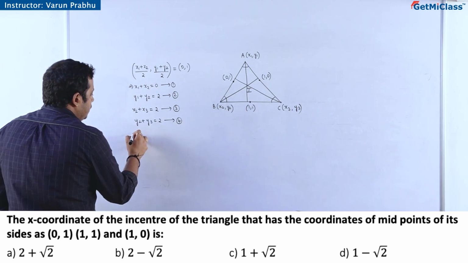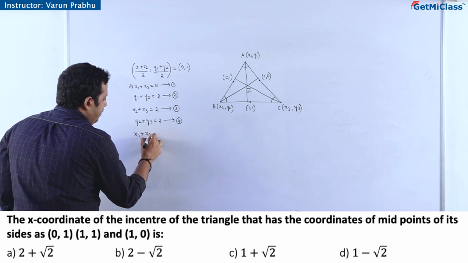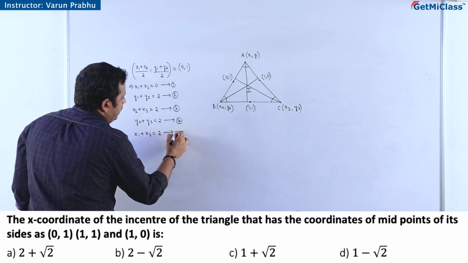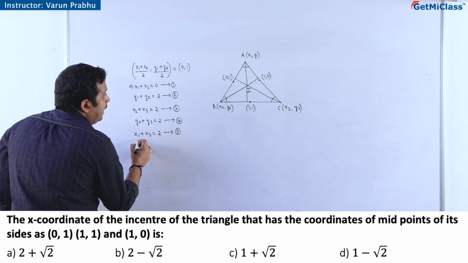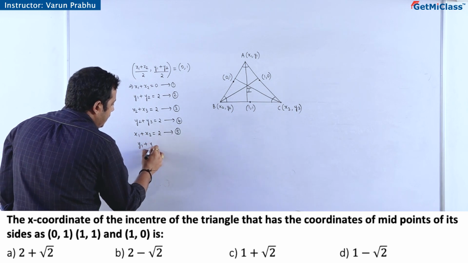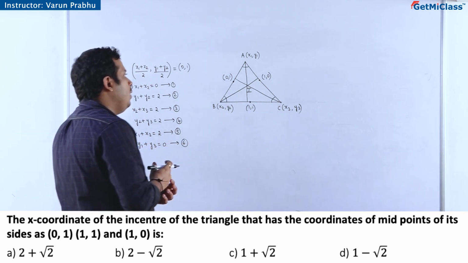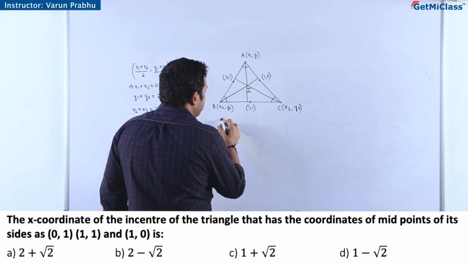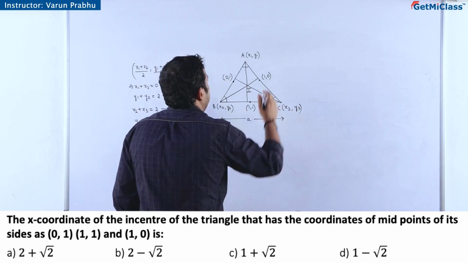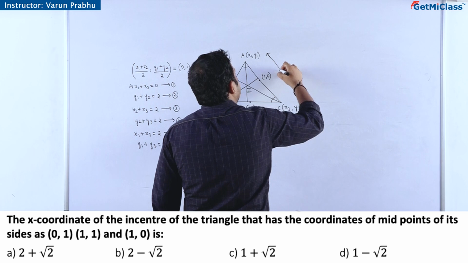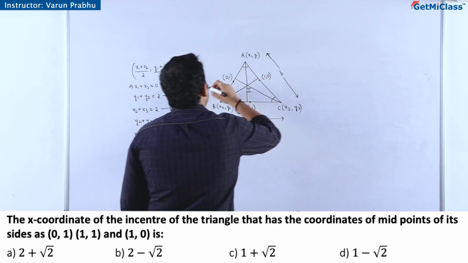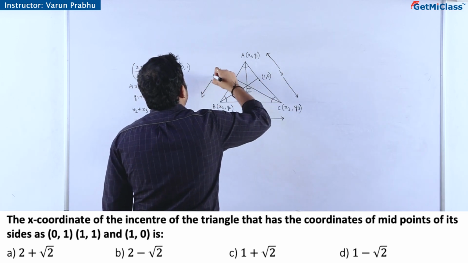Similarly, x1 plus x3 is equal to 2. This is equation number 5. And y1 plus y3 is equal to 0. This is equation number 6. Now, this is nothing but the side a, this is the side b, and this is the side c, correct?